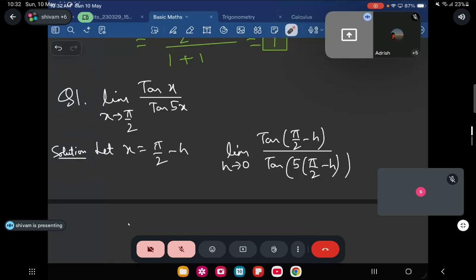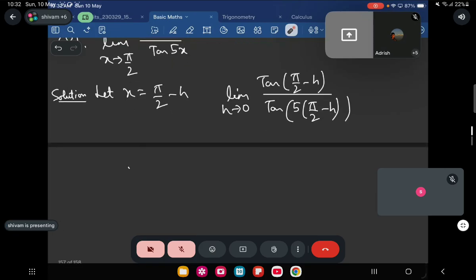If x tends to pi by 2, that is why after substitution I wrote h tends to 0. I want the angle to tend to 0 so that I can use standard forms. Until the angle tends to 0, I cannot use standard forms. So limit h tends to 0, tan of pi by 2 minus h divided by tan of 5 into pi by 2 minus h.